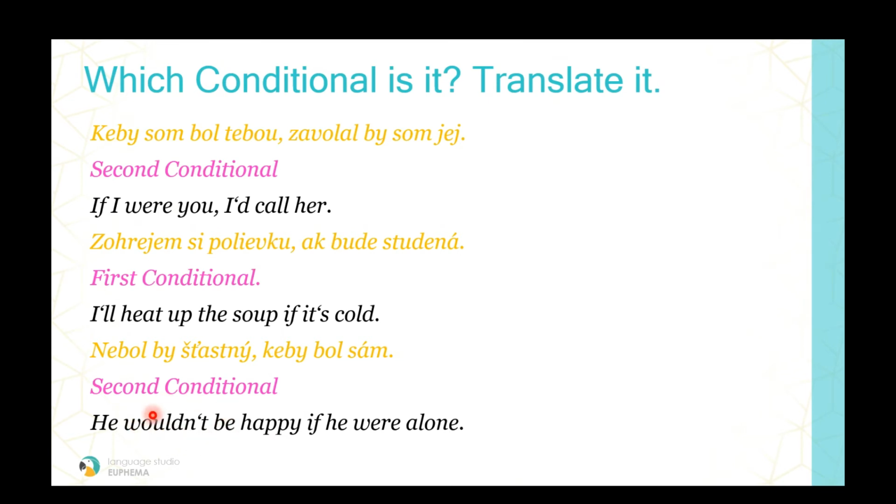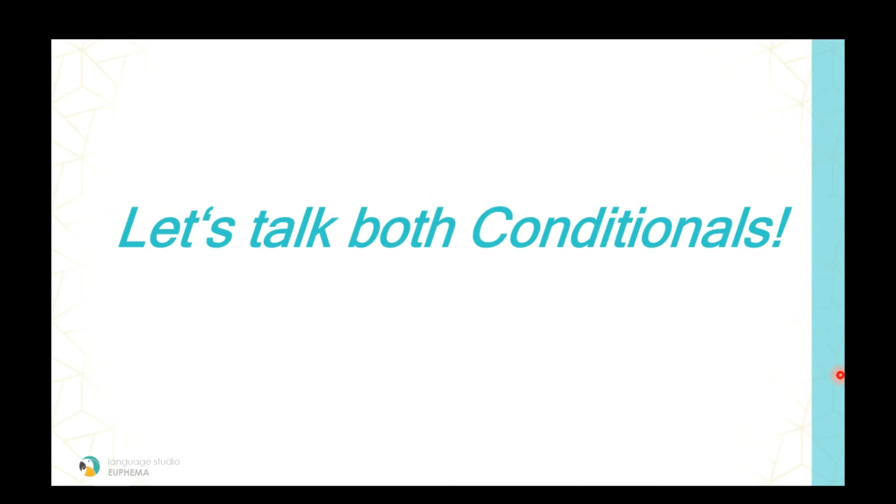He wouldn't be happy if he were alone. If plus past simple. Again, the same case as here. If I were you, not if I was you, because it's second conditional, imaginary scenario, special case of the verb be. Here is the same. If he were alone, he's not alone. This is just an imaginary situation. So we say if he were alone, he wouldn't be happy. Excellent. Very good job.